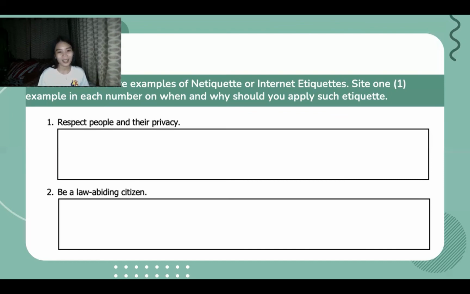There's no specific time, because in just scrolling, you might see something disturbing, and make sure that you're not going to entertain it. You're not going to tolerate it. Just let it pass. Do not engage in something that is really not proper on the internet. So again, for me, all the time when you use the internet, and why should you apply it? Because every person on the internet has his or her rights also.